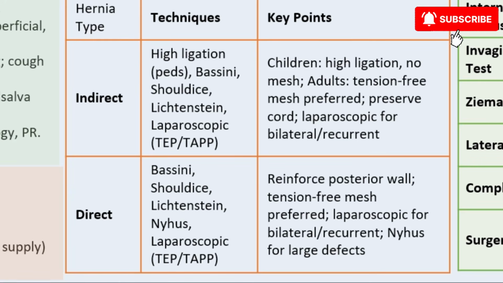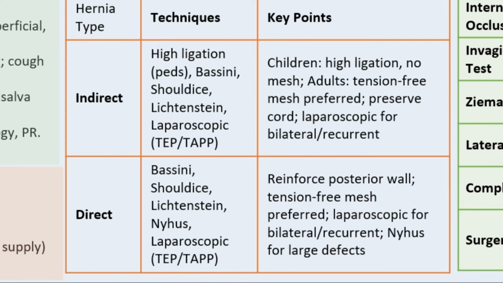So for the indirect hernia, there is the high ligation, mostly done in peds. We have the Bassini repair, the Shouldice repair, and then you have the mesh repair, which is the Lichtenstein repair. So in children, a mesh is not commonly used, but in adults, a tension-free mesh is preferred most of the time. When you use the mesh, use the Lichtenstein. When you use no mesh, you're using the Bassini or the Shouldice, and that can even be the modified Bassini.